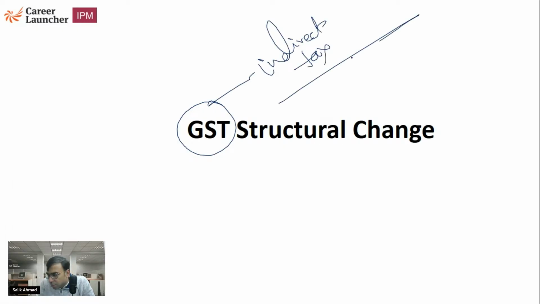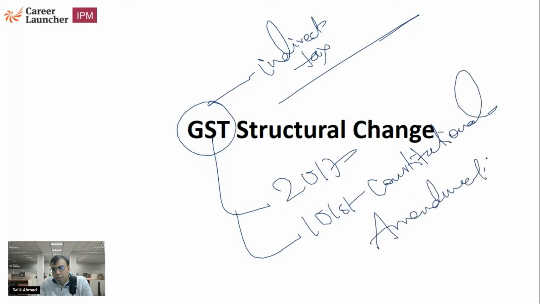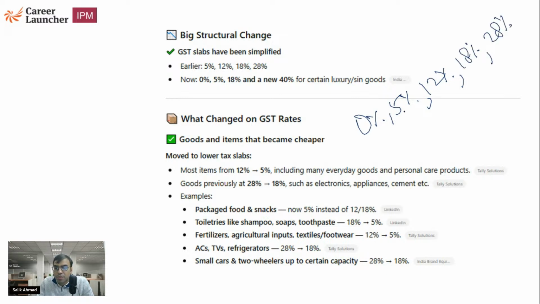Is it clear? And it was introduced into 2017 by 101st Constitutional Amendment. 1st July 2017. And actually, there were 4 slabs, 5, 12, 18, 28, 0 भी कहते थे. Now what happened was, the slab of 12 and 28 were removed. So actually, पहले ऐसा था, 0%, 5%, 12%, 18%, 28%. ठीक है. So now 12% and 28% has been removed. So 5%, 18% बचा और 40% will be added for certain luxury or sin goods.